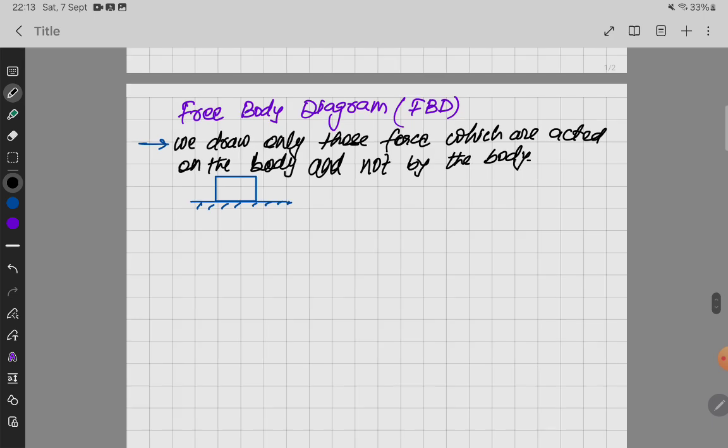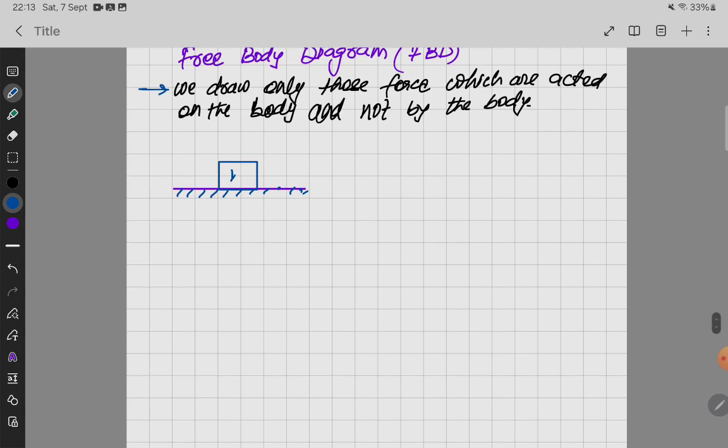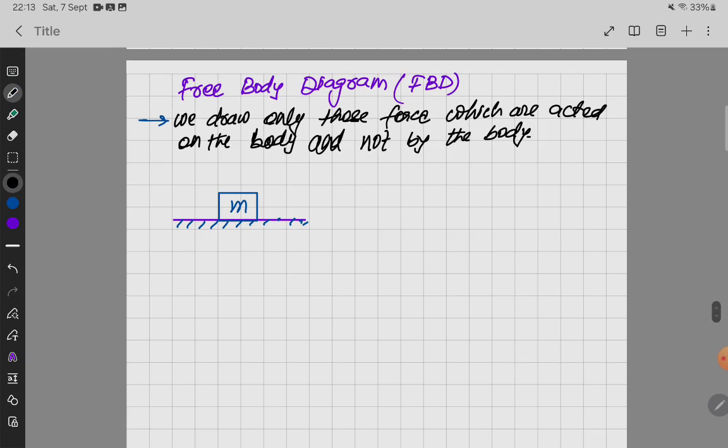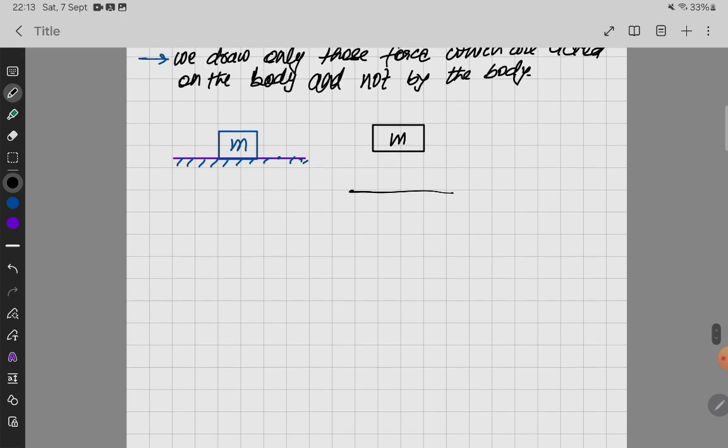तो हम लोग यहाँ पे मैं एक केस ले रहा हूँ. Here I am taking one example. Here this block is kept on this ground surface, right? Block has mass m. So here I am drawing free body diagram. So here this block is m. Here this is ground, right?